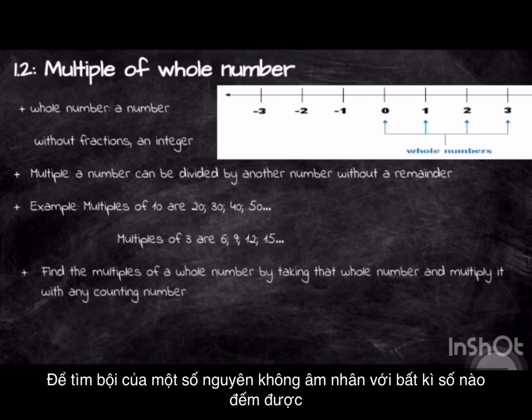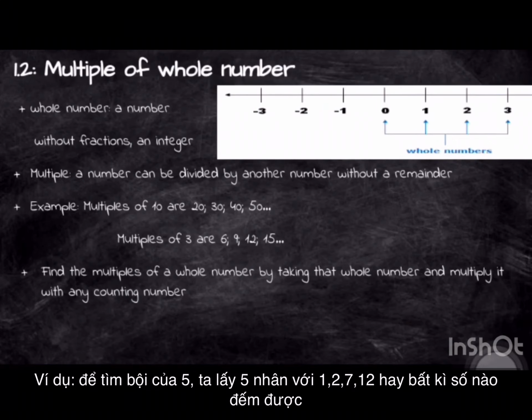To find the multiples of a whole number, you take that whole number and multiply it with any counting number. For example, to find the multiples of 5, you take 5 and multiply it with 1, 2, 7, 12, or any counting number, and you will get the multiples of 5.